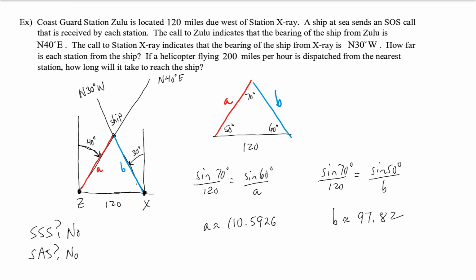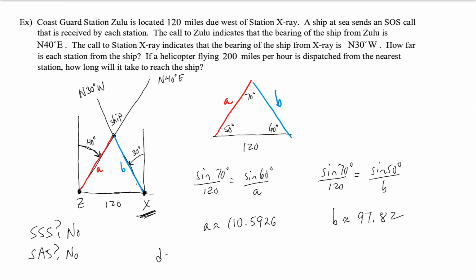So it turns out that the Coast Guard station X-ray is the big winner. That's the one that should send help because it is closer to that ship. So the question is, if a helicopter flying 200 miles an hour is dispatched from the nearest station, how long will it take to reach the ship?